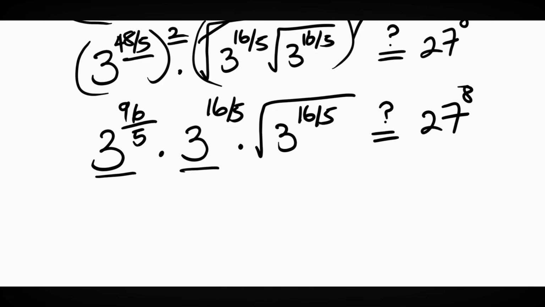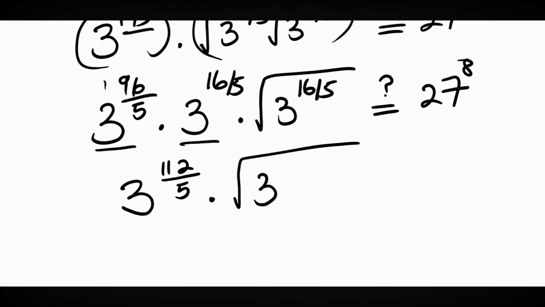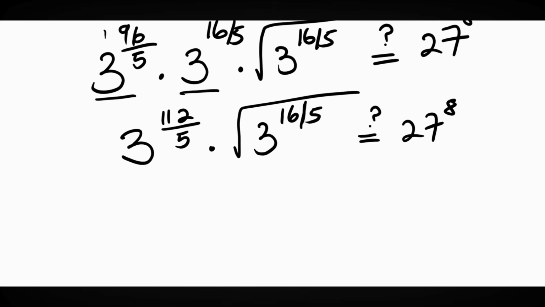So the same base, we add the exponents again. So 3 raised to the power 112 divided by 5, times the square root of 3 raised to the power 16 over 5, equals 27 raised to the power 8.